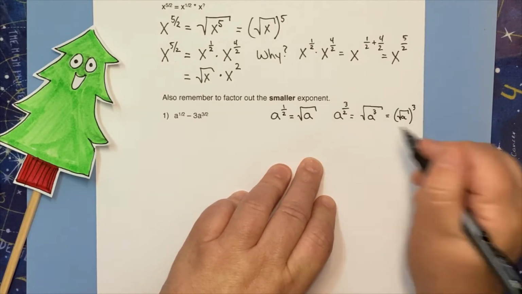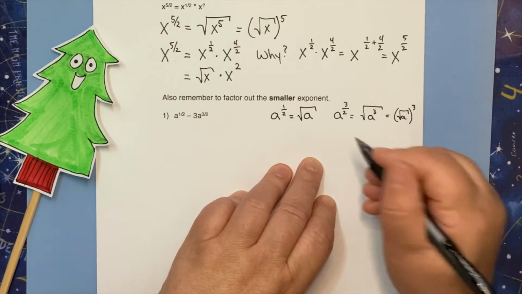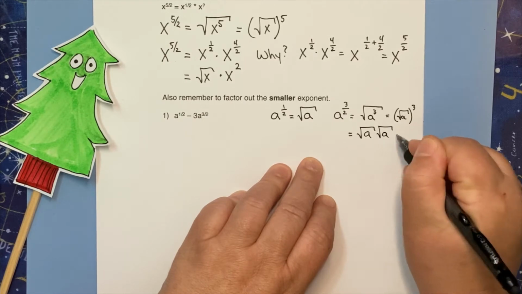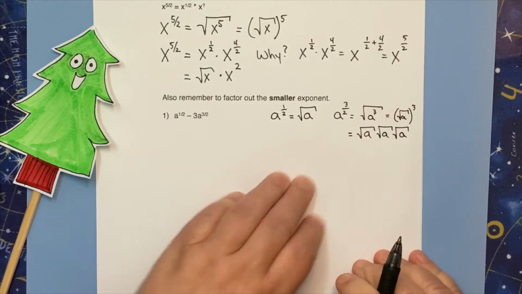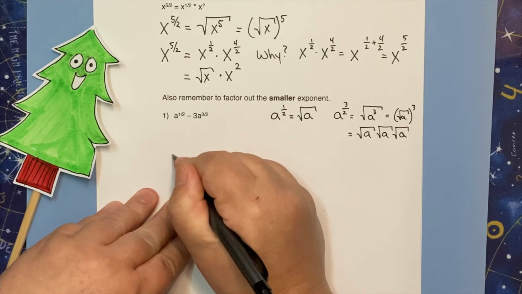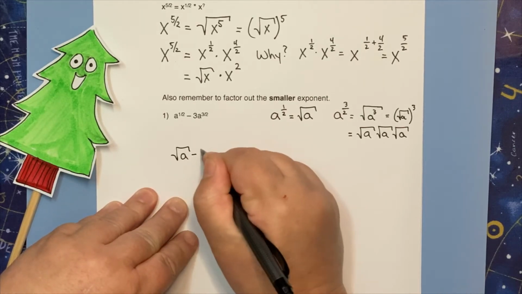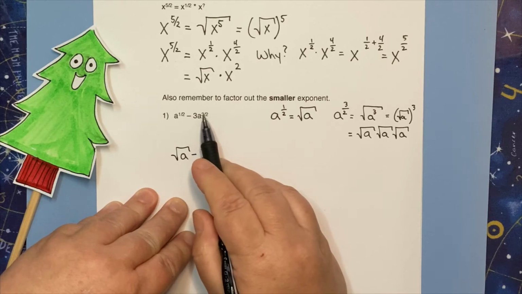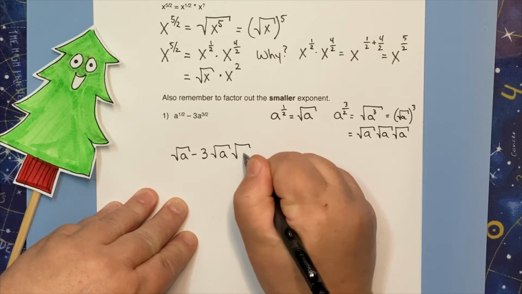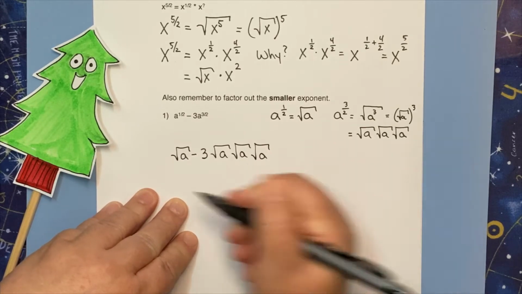What that means is if I look at this one, that actually means that I've got radical a, radical a, radical a. So that's how I'm going to write it. Over here, I'm going to rewrite this as radical a minus 3, and then I've got a to the 3 halves, which is basically 3 of those guys: radical a, radical a, radical a.